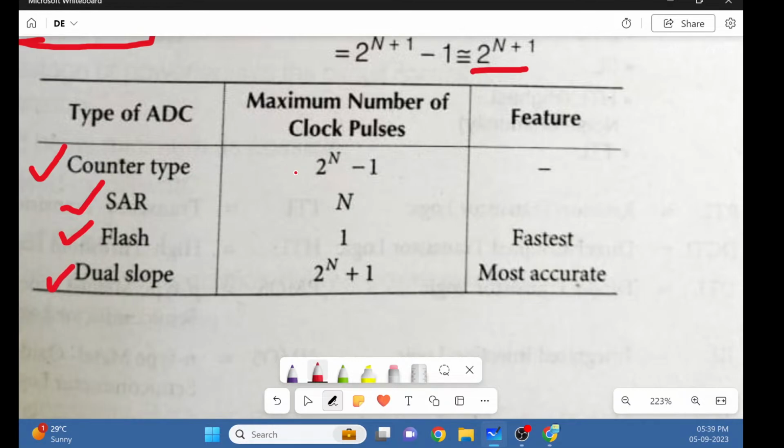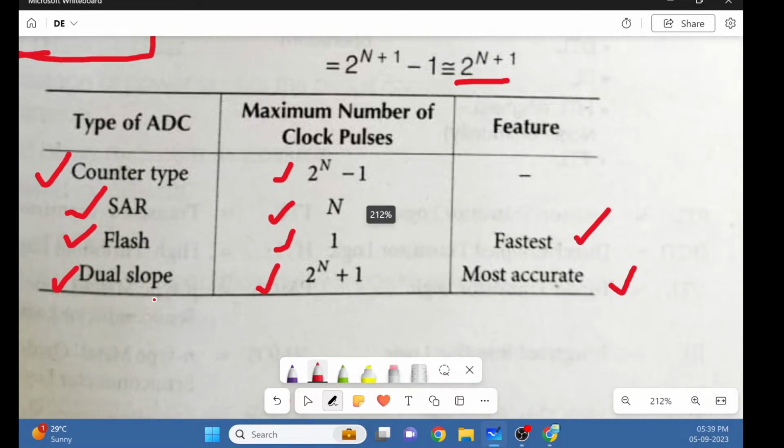So in case of counter type, the maximum number of clock pulses required is 2 raised to n minus 1. For successive approximation, it's n. For flash type, it is 1. And in case of dual slope, it is 2 raised to n plus 1. Right? And what is the feature? The flash type is the fastest and the dual slope is the most accurate one.